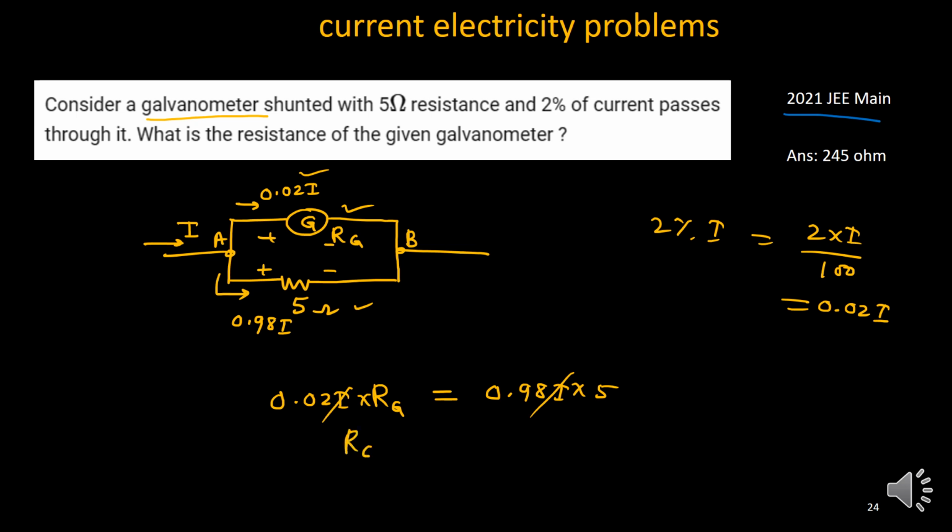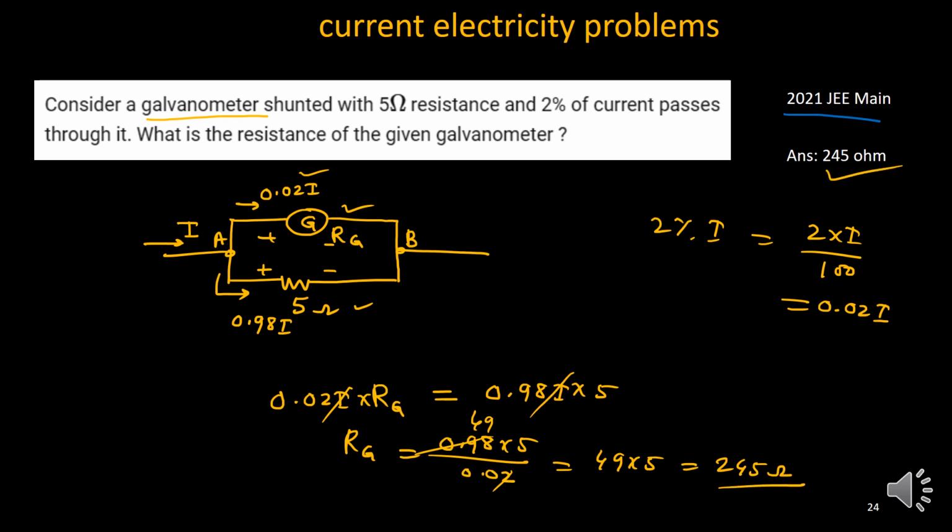So what is your Rg? Rg is very simple, 0.98 times 5 upon 0.02. So if you simplify, this will be 49. So 49 into 5 will be your 245 ohm. Okay, this is done. I hope you have got this. This is not a difficult one. So the resistance of this galvanometer is 245 ohms. Now next problem.